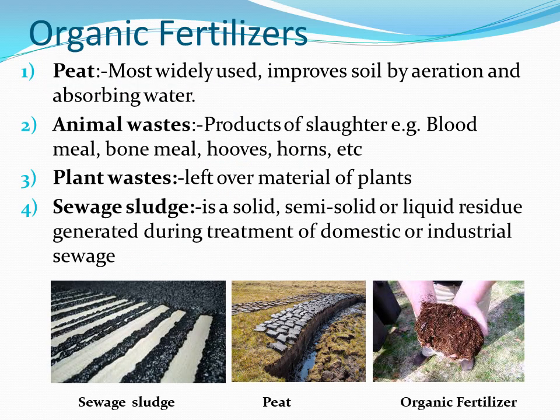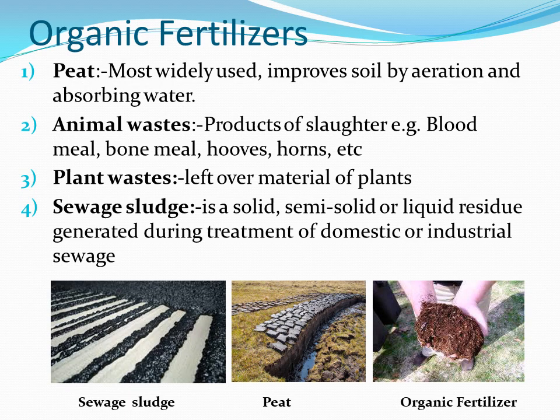Now, what are the different types of organic fertilizers? There are broadly four types of organic fertilizers. First is the peat, second animal waste, third plant waste, and fourth sewage sludge. Now what is peat? Peat is a blackish substance which is basically an accumulation of partially decayed vegetation or organic matter. It does not provide any nutrition to the soil, but it helps in aerating the soil and absorbing water.